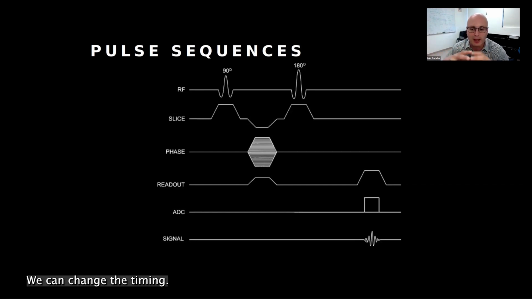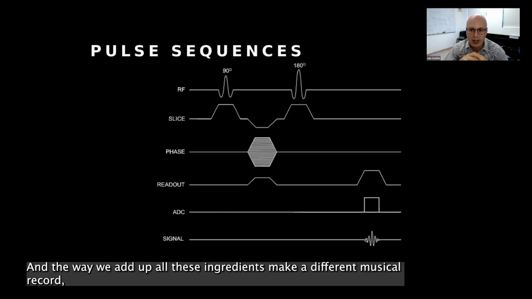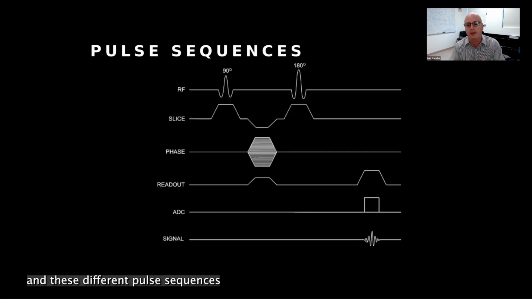We can change their timing, we can change their shapes, and the way we add up all these ingredients makes a different musical record, and these different pulse sequences allow us to obtain different forms of imaging and different forms of contrast that we can use to ask different things about tissue.